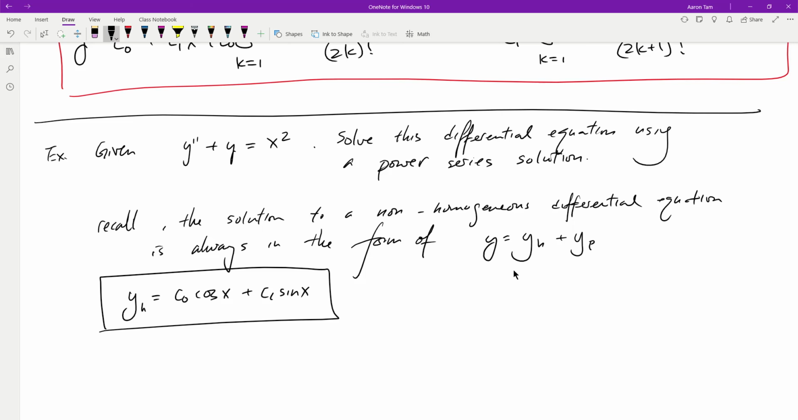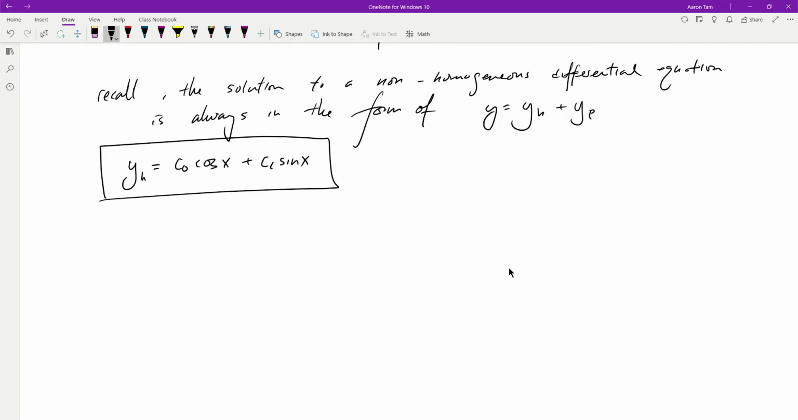So how do we actually find out what y sub p is? Well, it's actually doing the exact same thing. To find y sub p, we will start the process in the exact same way.